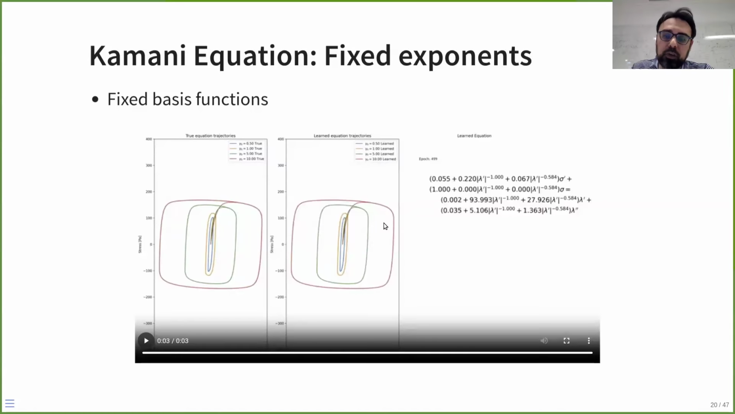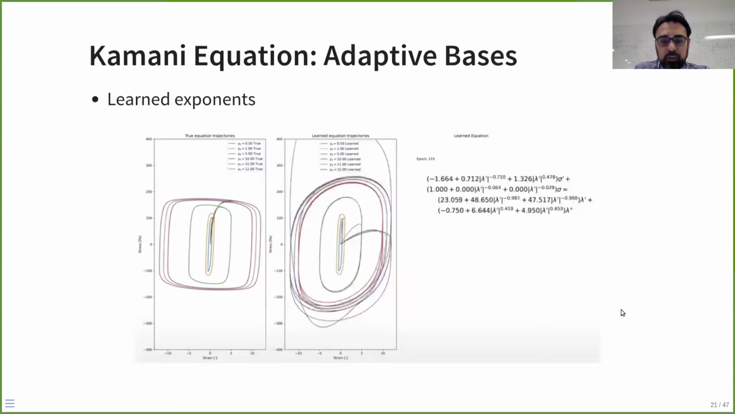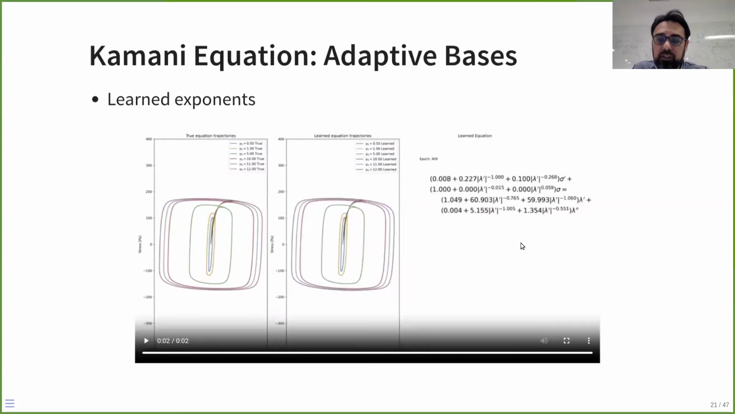Okay, next, suppose we also want to find the exponents. As I mentioned, you can't do this sort of thing with SINDy because you can't have adaptive basis functions there. But because in our model we can have arbitrary differential equations or differentiable expressions, we can learn the exponents as well. So in this case, we let the exponents vary as well. These are the exponents of the derivative of the shear force.